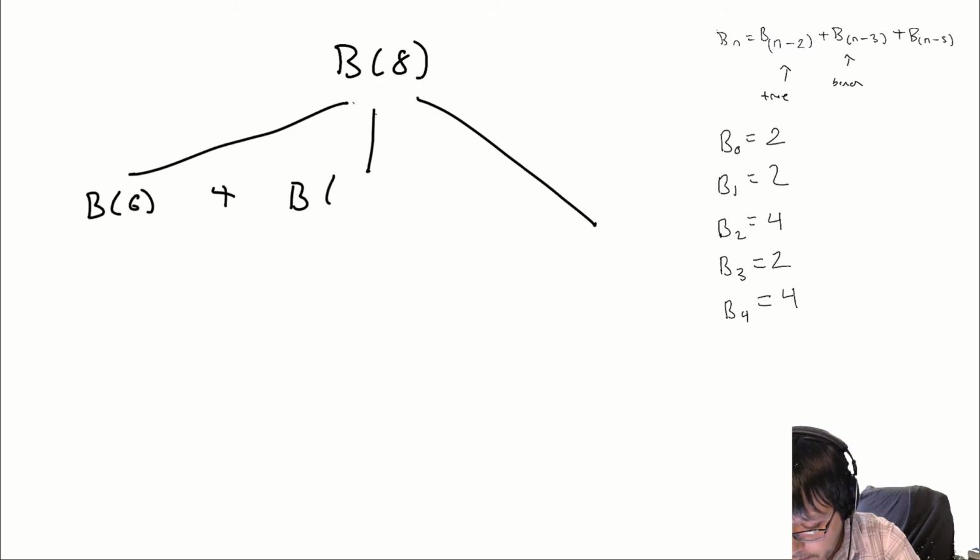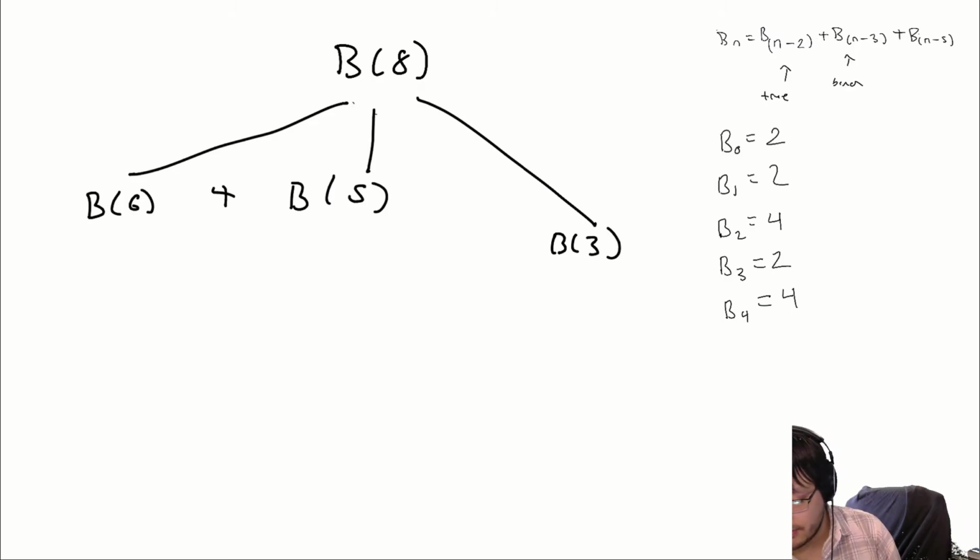B of 5, because 8 minus 3 is 5. And then B of 8 minus 5, which is 3. I kind of like how that's a mirror thing. It feels good. Oh yeah, this is not hard at all.